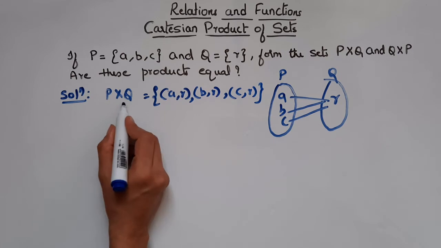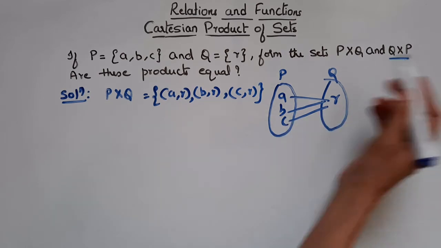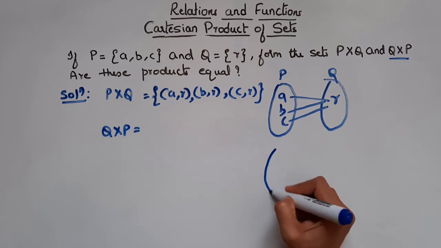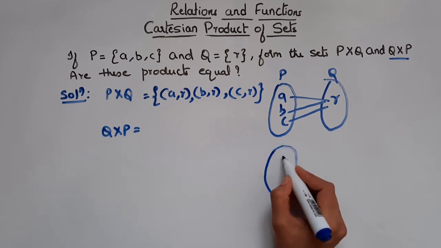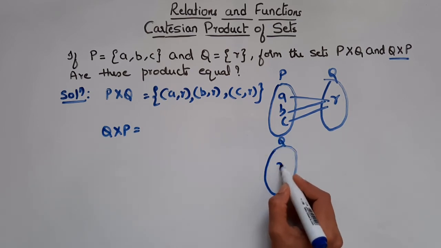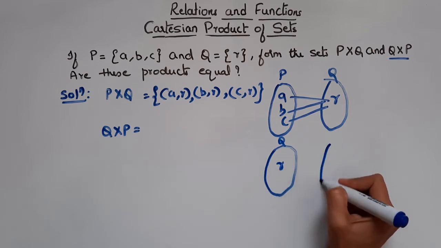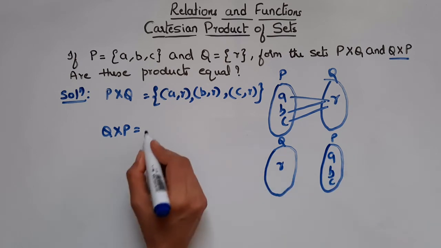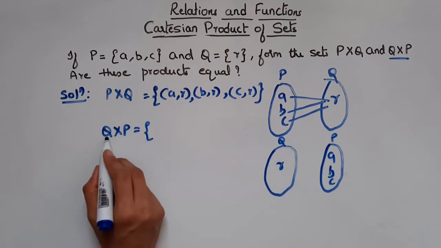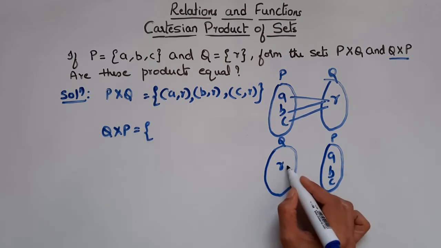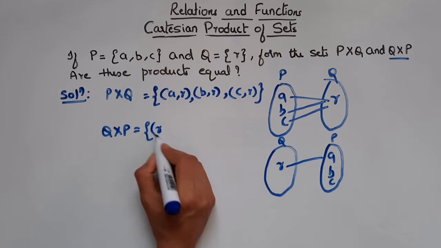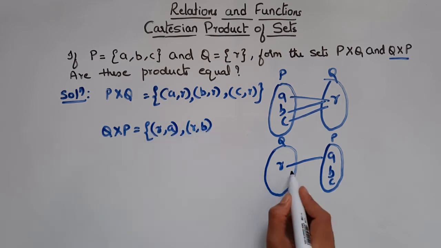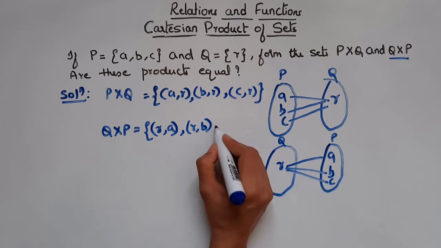So this is P cross Q and now let's find Q cross P. What is Q cross P? In this case first you will write Q. So the elements are only R, right? So in P we have A, B, C. So therefore Q cross P is a set R comma A, R comma B and R comma C.